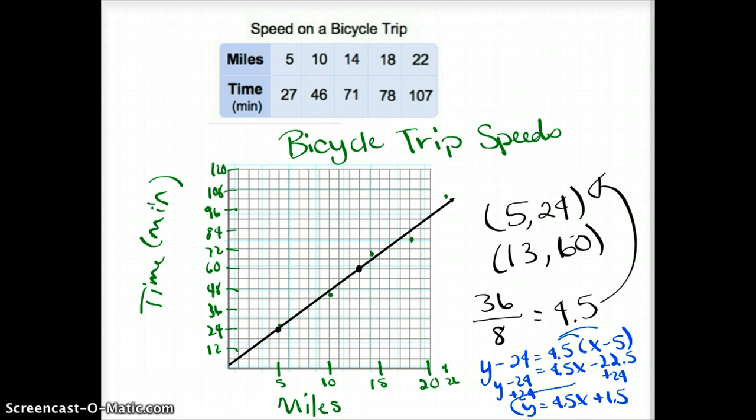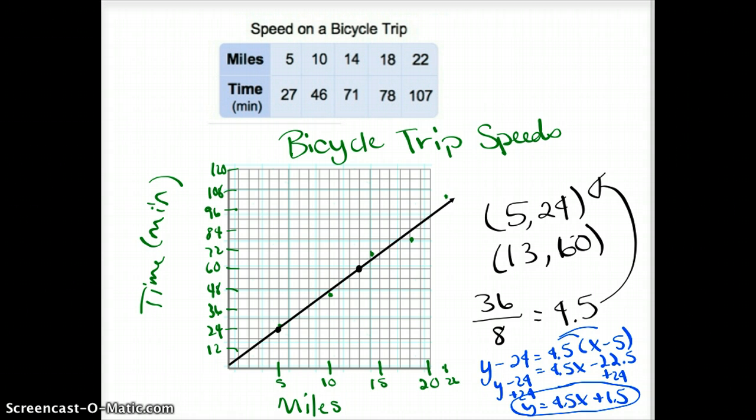So this seems to be a pretty good equation for my trend line. Here it looks like I'm going about 4.5 minutes per mile, and I started at 1.5 minutes, or after 1.5 minutes of doing nothing.